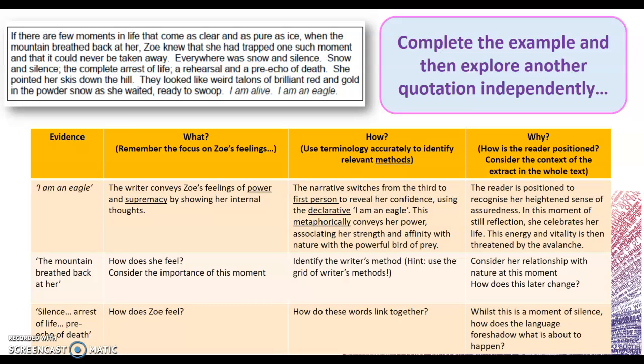And then the last one to have a go at is with the quotation, "silence, arrest of life, pre-echo of death". So notice how those quotations have been selected, and the use of ellipsis to link them together there. So again, how does she feel? Think about that stillness. Not in a threatening way, remember. This is about her feeling just that moment of complete calmness, complete being at one with nature. Think about how those words link together and what we call that when words link together have a similar theme. And then think about the why. Whilst this is a moment of silence, how does that language foreshadow what is about to happen to her?